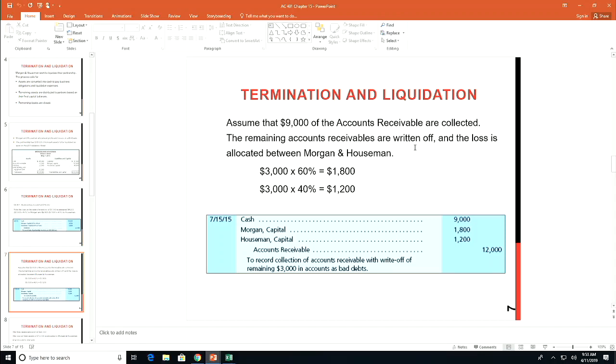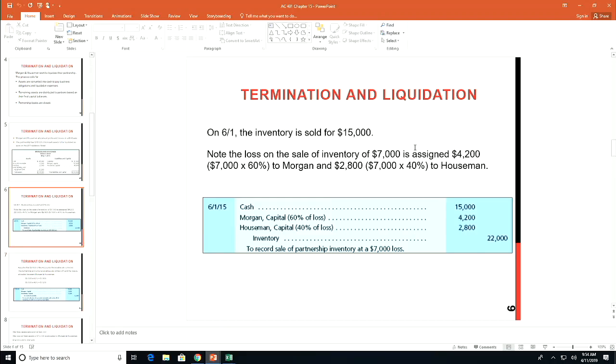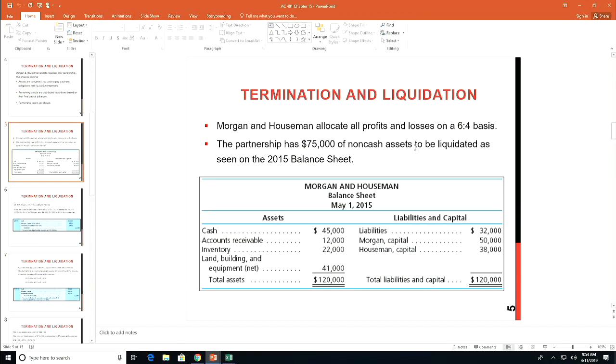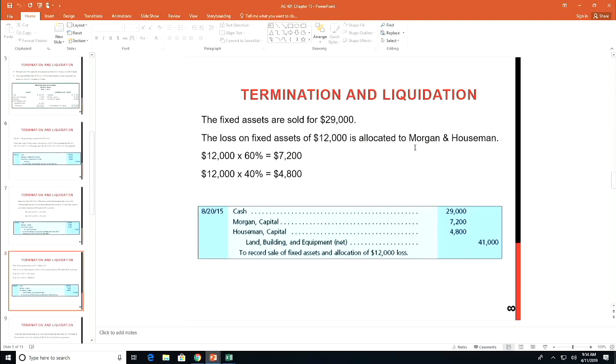Cash, they received cash $9,000. We need to remove accounts receivable $12,000. This $3,000 we're going to distribute between these two persons, and we will debit the capital accounts because loss will always have a negative impact or reduce our capital account. Right. Last non-cash asset, land building equipment. What's the amount here? Tell me. 41,000. Now we sold it for how much?